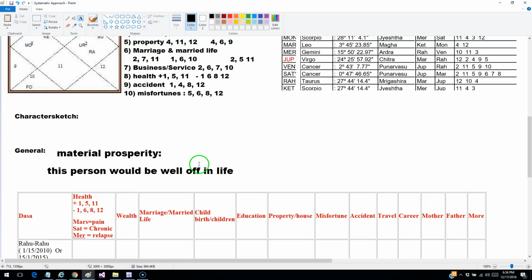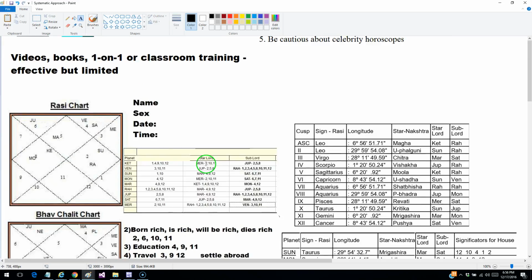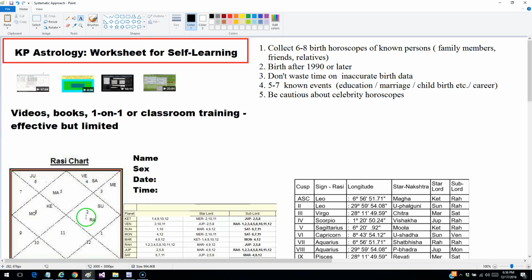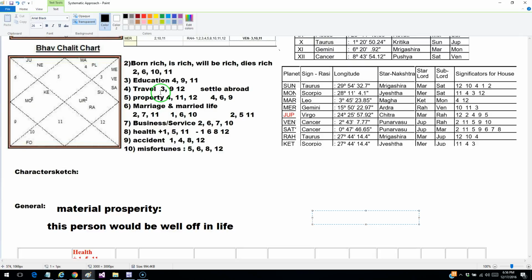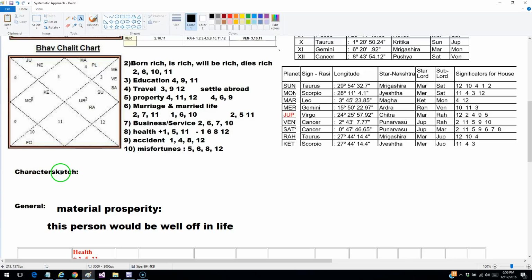Anyway, so we have the character sketch, then we have the general note that we have already created. So until this point, the 3 points. What are the 3 points? One is that you already know how to create a chart according to KP, and you know what the significators are, then the grouping of the houses was the second point. The third point was that you can generally see what the pattern is in the horoscope in terms of material prosperity, education, travel, marriage, and all those things. Until this point, you shouldn't have much problem.